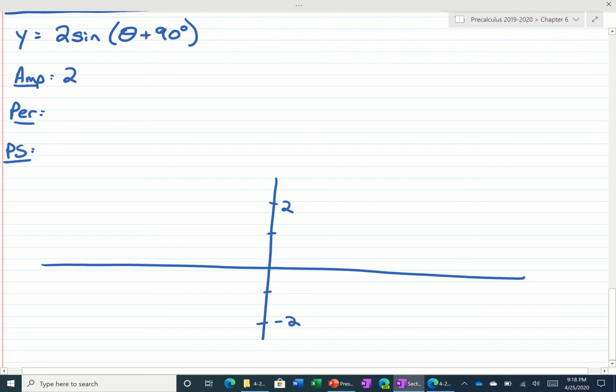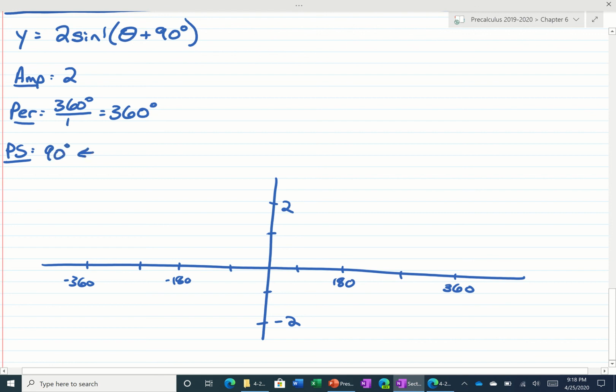There's no number in front of theta, so the period is just going to be the normal period divided by k, which is just 1. This graph's going to repeat every 360 degrees. Whenever I ask you to graph anything, I always ask you to go from -360 to +360. And then the phase shift would be 90 degrees to the left.